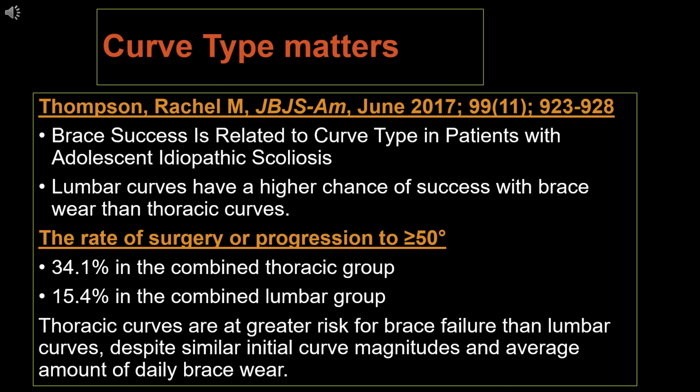The curve type also matters, as already we discussed. Brace success is related to curve type in patients with adolescent idiopathic scoliosis. Lumbar curves have a higher chance of success with a brace than thoracic curves, and the rate of surgery or progression to more than 50 degrees is related to the location of the curve. It is 34.1% in the combined thoracic group and 15.4% in the combined lumbar group. Thoracic curves are at a greater risk for brace failure than lumbar curves despite similar initial curve magnitude and average amount of daily brace wear.